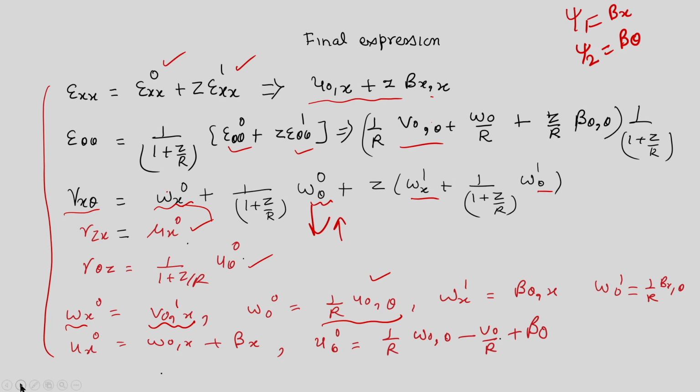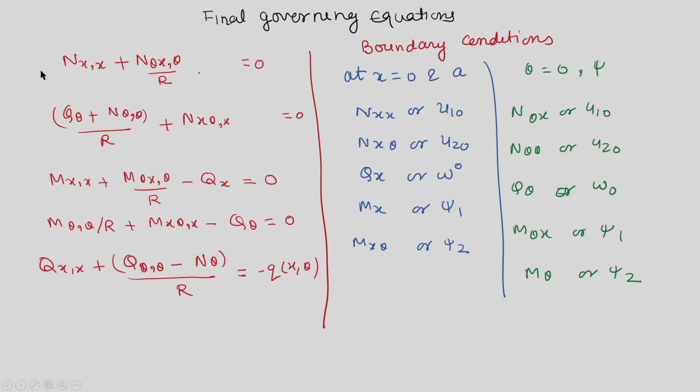So, these are our strain displacement relations, and this is our set of 5 governing differential equations, which is the same, but for the present case there is no in plane loading along the x direction or theta direction, only transverse loading is considered. These are the boundary conditions, meaning the variables that need to be specified at x 0 and x a, and theta 0 and theta psi.